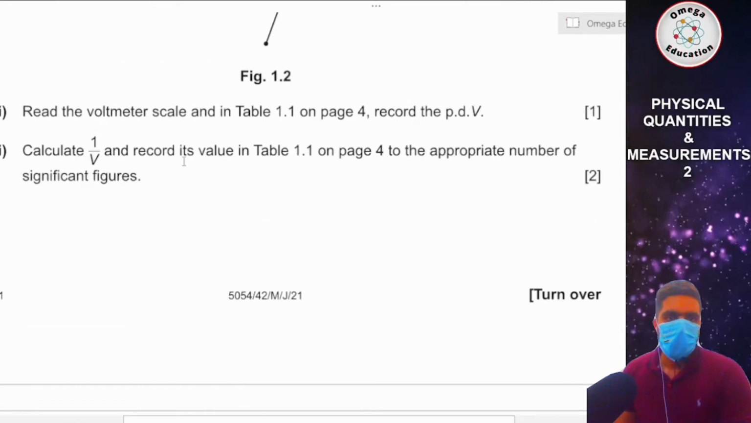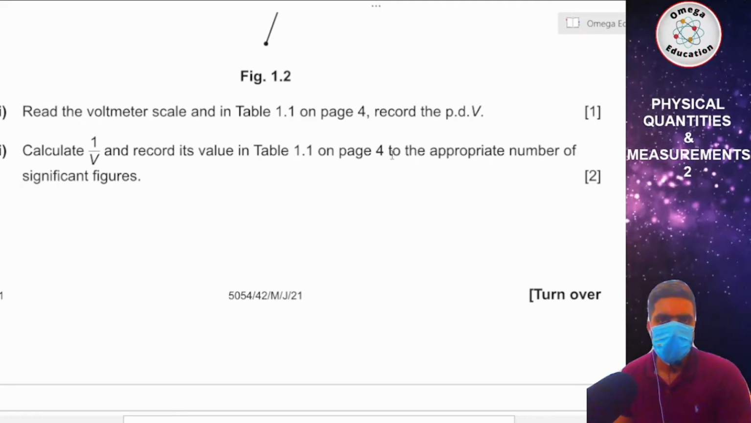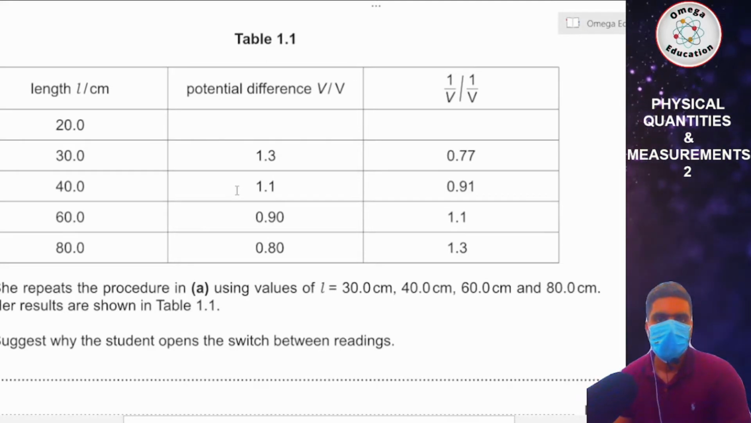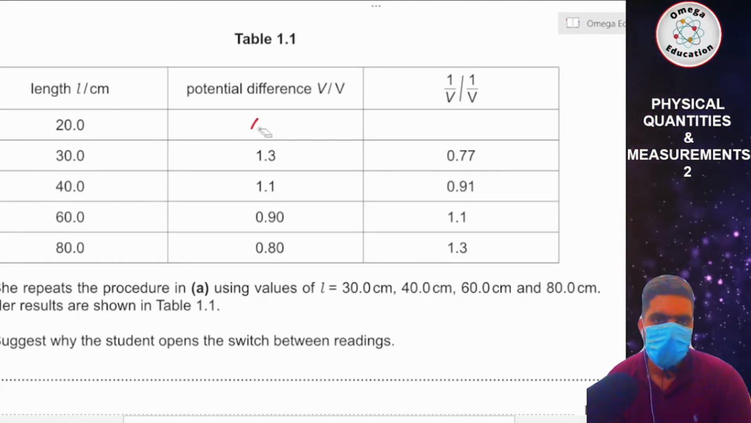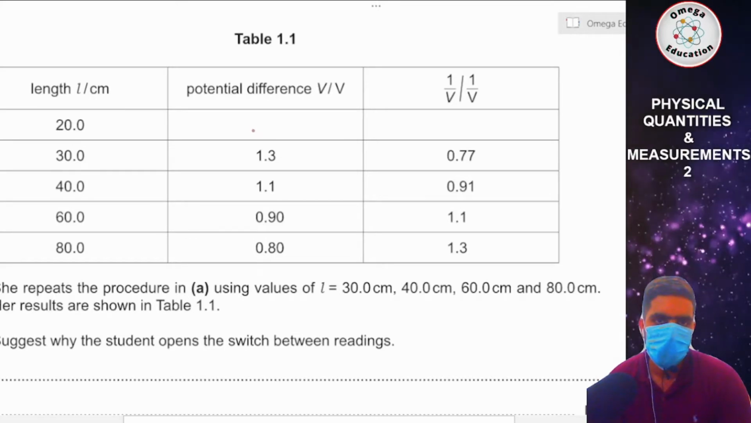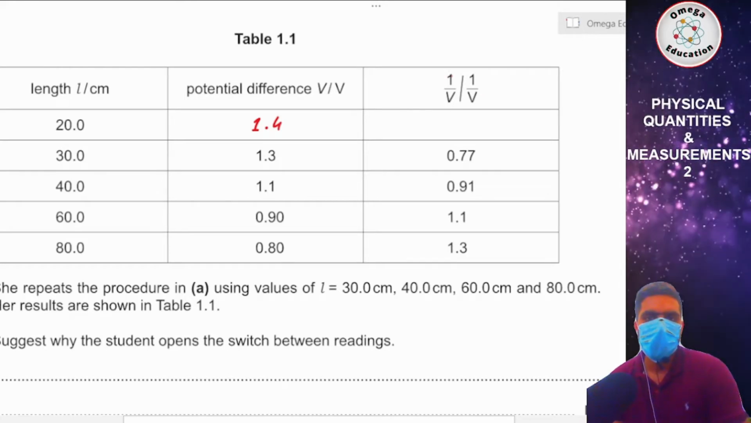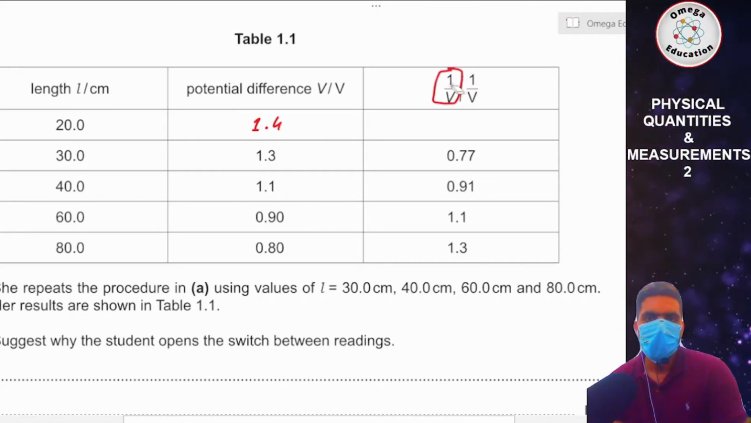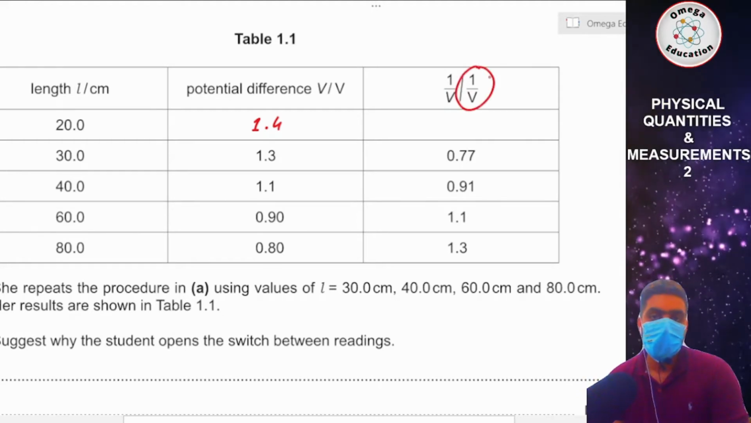Calculate 1 over V and record its value in table 1.1 on page 4 to the appropriate number of significant figures. So first of all, this one was 1.4. We can record it over here, 1.4. Then we need to find the value of 1 over V. This one represents the quantity that we need to find, 1 over potential difference, and this is the unit.